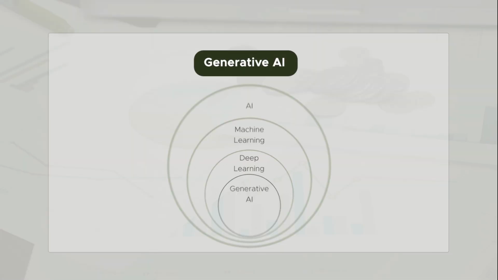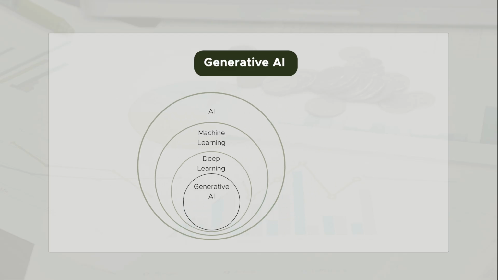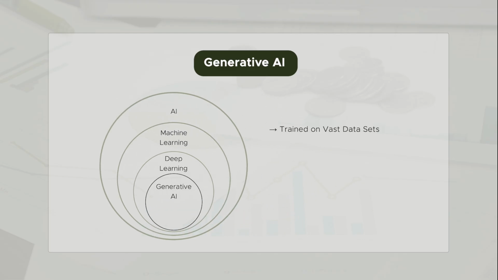Then generative AI, which is a subset of deep learning that generates new content. Remember, it's trained on vast data sets. They can detect patterns and create outputs without explicit instruction. Right? So that is generative AI.